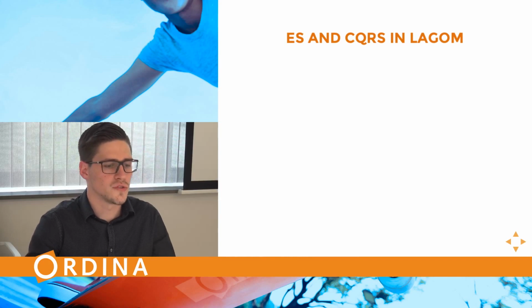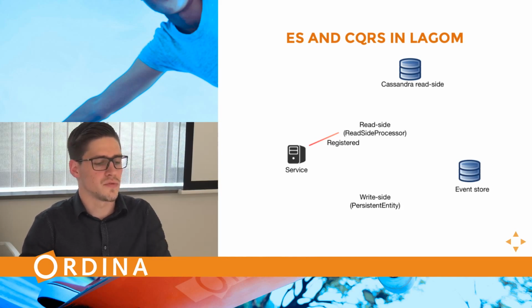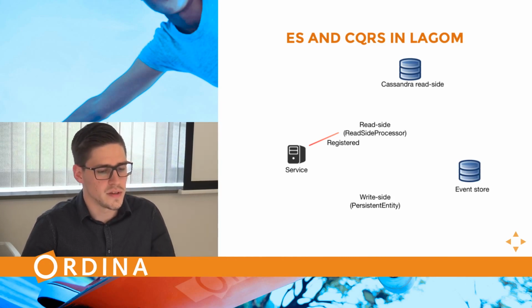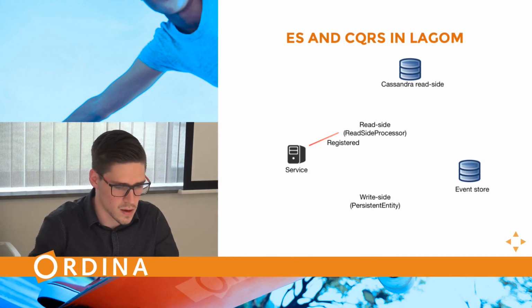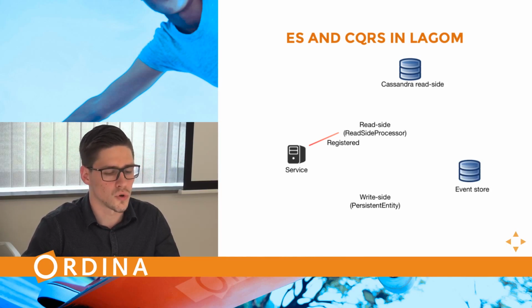Now, just to demonstrate how event sourcing and CQRS is implemented in Lagom. We start off with this. Basically, we have a service right here, and on this service we've registered a processor for our read side. In this processor we have a handler defined that will poll the event store. At the top we have our Cassandra read side, and at the bottom we have our write side. In Lagom this is also called your persistent entity.